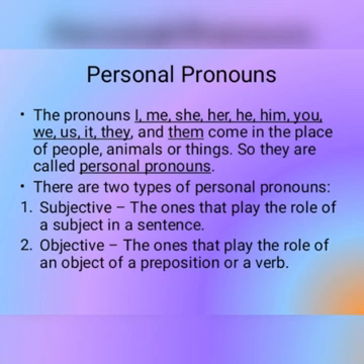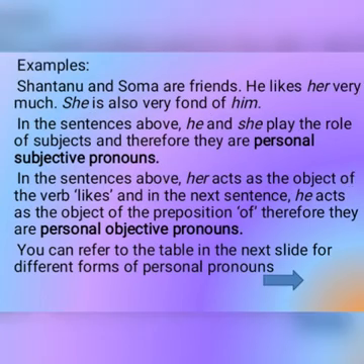Now, personal pronouns are of 2 types, subjective pronouns and objective personal pronouns. You know what a subject and an object is? A subject is a thing or a person in a sentence about which we are talking. Subjective pronouns are the ones that play the role of a subject in a sentence, and objective pronouns are the ones that play the role of an object of a preposition or a verb. Object होता है बेटा, the person or thing that receives the action of the verb. Now let us know about them in detail.